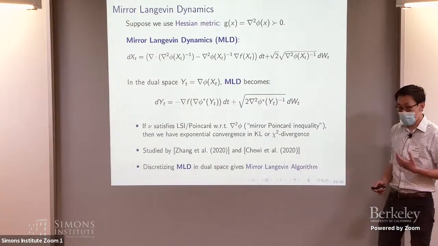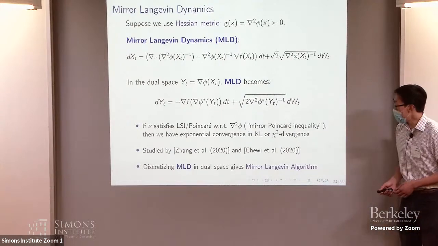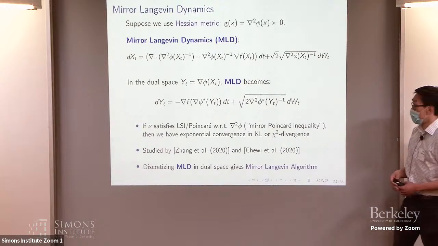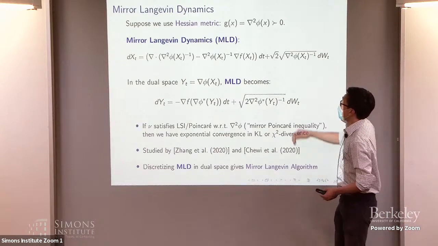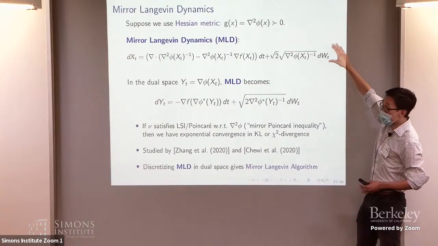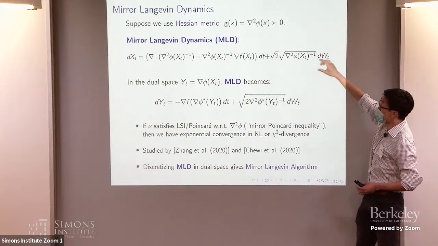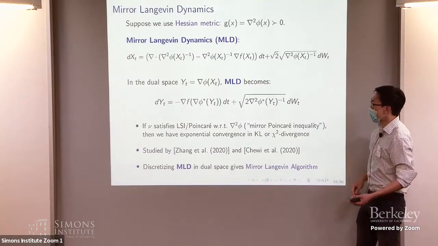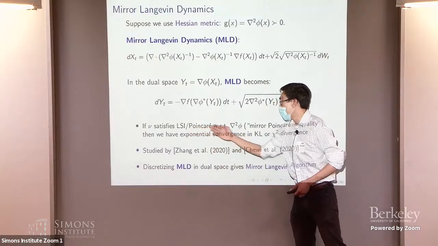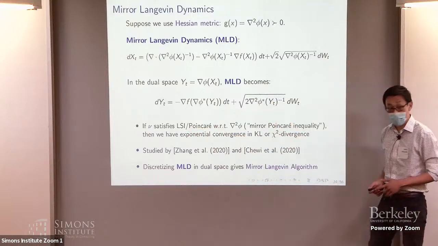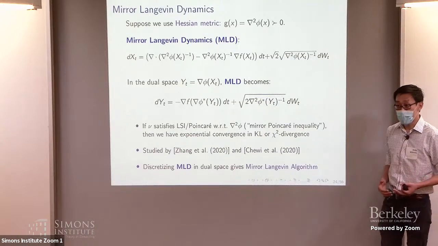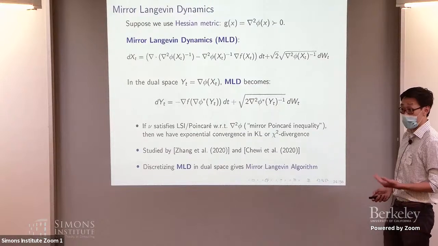And also a follow-up work by Chewi, Rigollet and co-authors, where they study that this dynamics has very nice properties in continuous time. For example, if the target in the primal space is e to the minus f, then the target in the dual space is just the push forward of that e to the minus f by the mirror map. If the target satisfies either log Sobolev or Poincaré with respect to the Hessian metric, what's called the mirror Poincaré inequality in the paper, then we can conclude an exponential convergence in KL divergence or chi-square divergence.